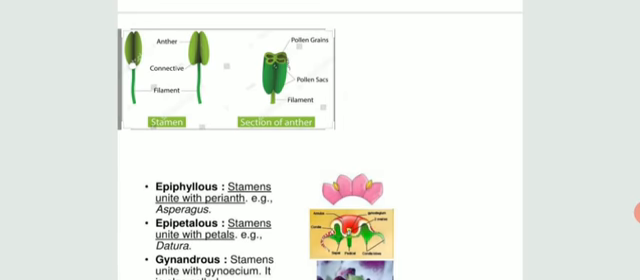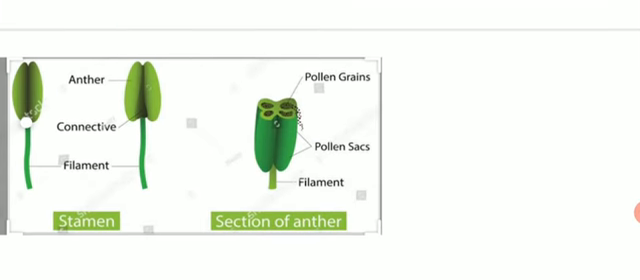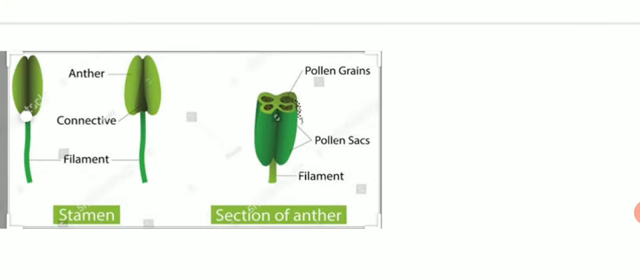Now let's talk about androecium. Androecium is the male part of the flower and it is also known as stamen. So if we enlarge the structure, you can see it consists of two parts. One is anther, the second is filament. And both the parts are connected with each other by one tissue called connective tissue.